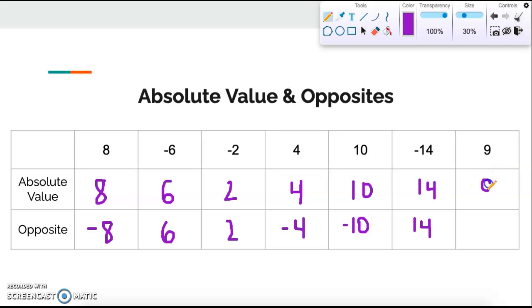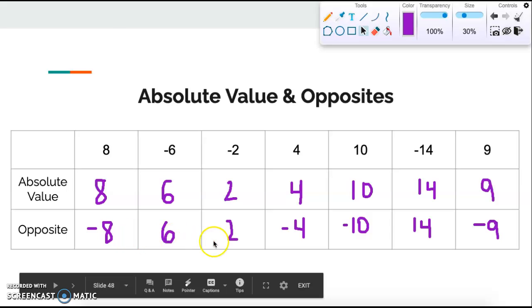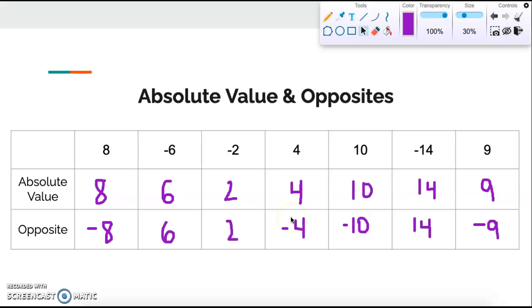Absolute value of 9 is 9. And the opposite of 9 is negative 9. What do you notice? Okay, you might have noticed how the absolute value column or row is always positive. You might notice that the opposite row is both positive and negative. You might notice that sometimes the numbers for the absolute value and the opposite are the same, like these 6s and 2s. Sometimes they're different, 8 and negative 8, or 4 and negative 4.